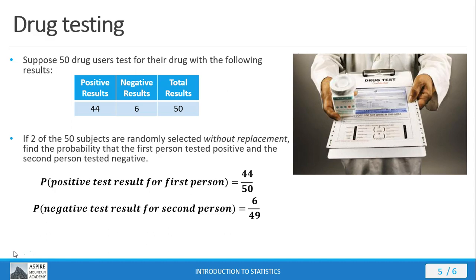Now we've got these 2 respective probabilities. All we do now is multiply them together, and we get 0.108. So 10.8%, this is the probability that your first person tests positive, your second person tests negative when you're randomly selected without replacement. And that's all there is to it.